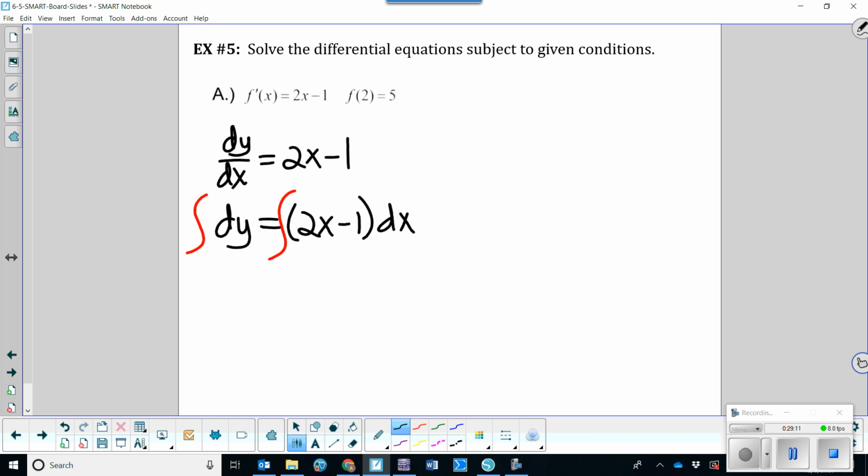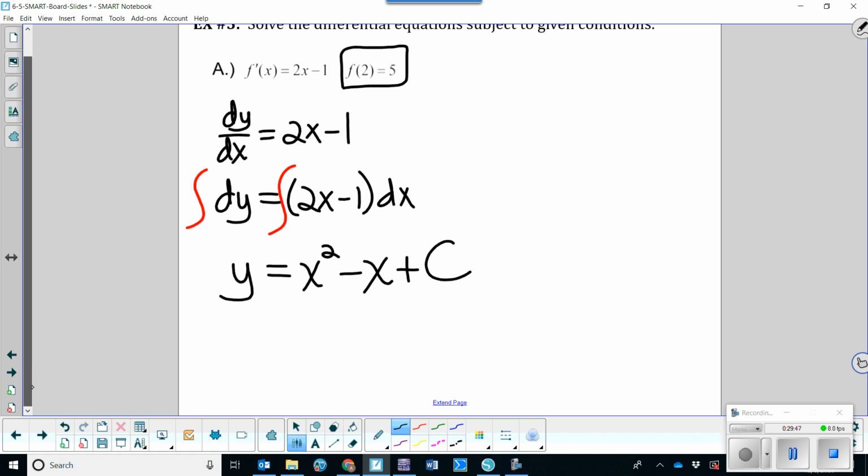So the integral of dy is y, technically plus c, but again, we don't need plus c twice, so we're just going to put the plus c on the right. So I get y equals, the integral of 2x is x squared minus the integral of 1, which is x, and then plus c. So this would be what we call the general solution, okay? So if you're asked for a general solution, this is it, and I would be done. However, I can get the exact solution that works because I have an initial condition.